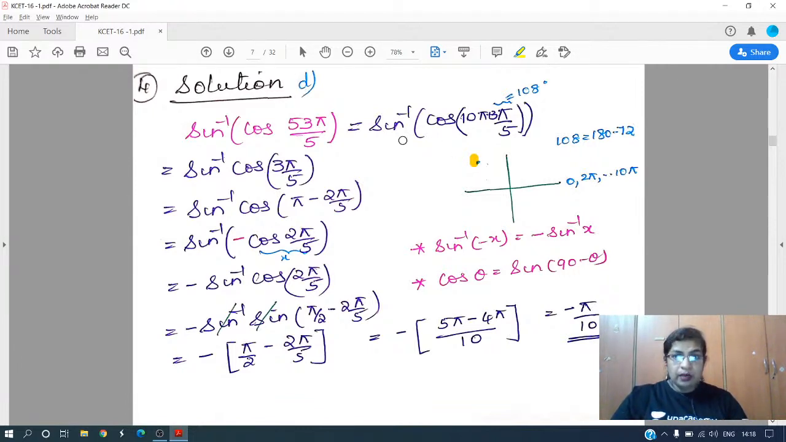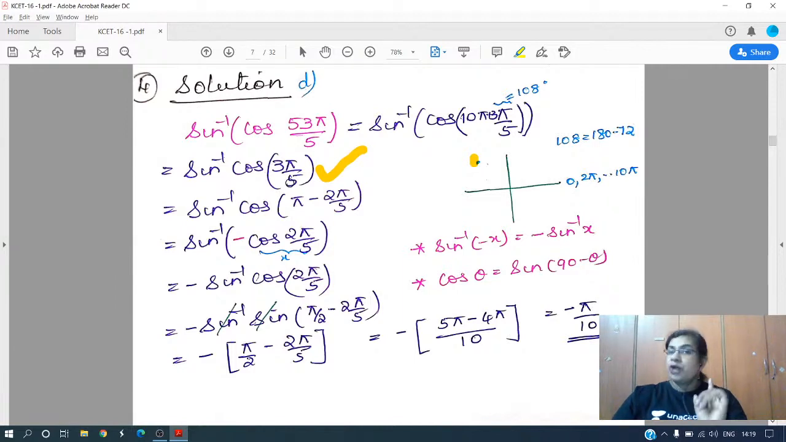So sine inverse cos of 10 pi plus 3 pi by 5 could be written. See, it is nothing but the periodic functions. All trigonometric functions are periodic functions. So after 0, it goes to 2 pi. Once again, the same cycle repeats. So 10 pi means you are still at the 0. So whatever extra is there, you write only that. Clear? Okay. So sine inverse cos of 3 pi by 5.